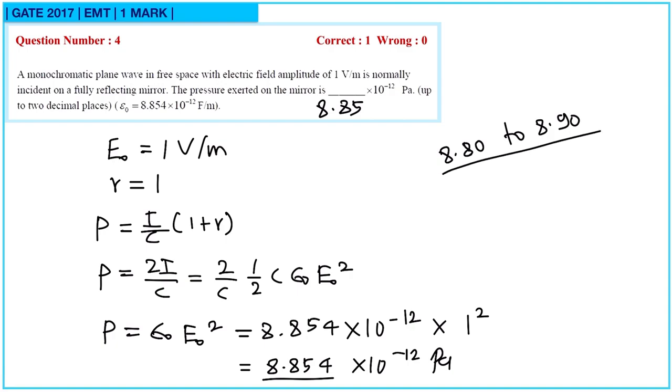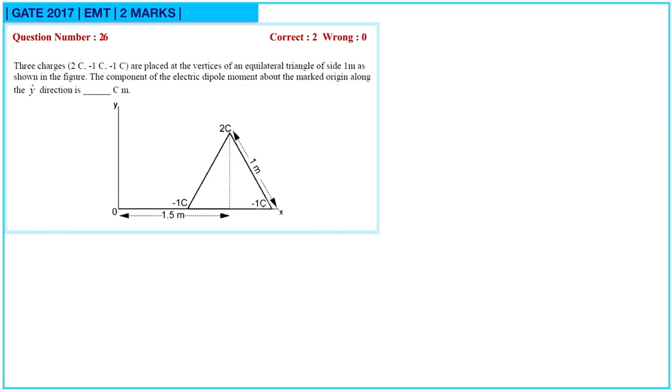Next question. 3 charges, 2 Coulomb, -1 Coulomb and -1 Coulomb, are placed at the vertices of an equilateral triangle of side 1 meter as shown in the figure. The component of the electric dipole moment about the marked origin along y direction is.